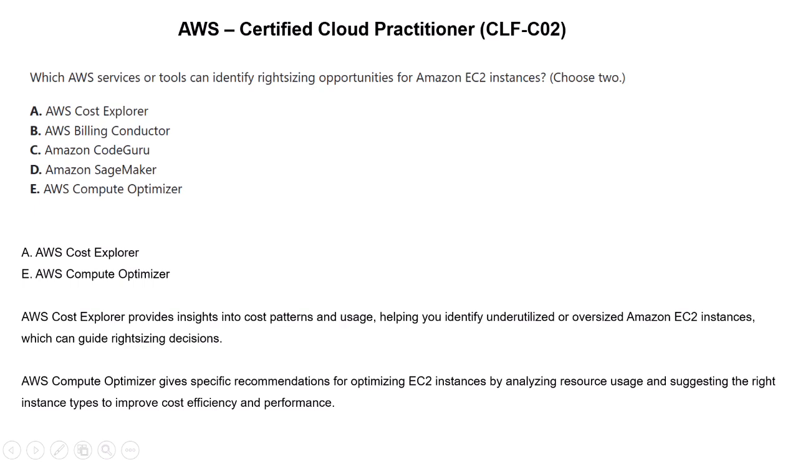AWS Compute Optimizer. AWS Cost Explorer provides insights into cost patterns and usage, helping you identify underutilized or oversized Amazon EC2 instances, which can guide right sizing decisions. AWS Compute Optimizer gives specific recommendations for optimizing EC2 instances by analyzing resource usage and suggesting the right instance types to improve cost efficiency and performance.